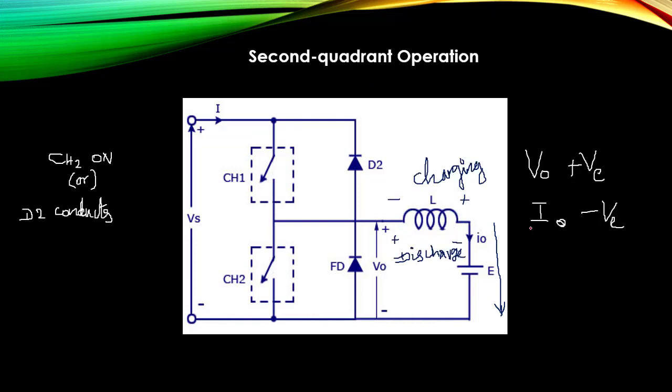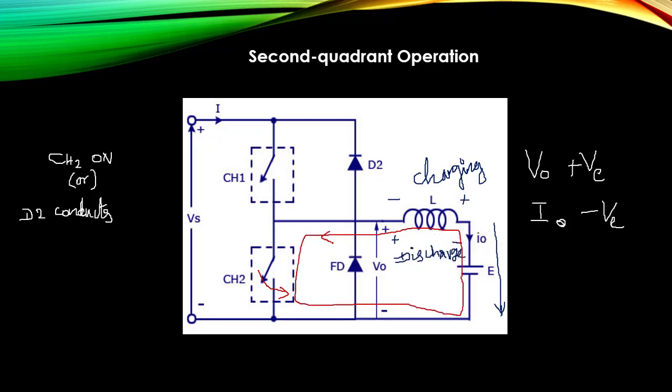Now what about the second quadrant operation? In second quadrant operation, the devices are CH2, that is chopper 2, and D2. Now let us consider that chopper 2 is on. Let us turn on this chopper 2. Now what will happen? This EMF, this battery source, will deliver current, and the current path will be like this.